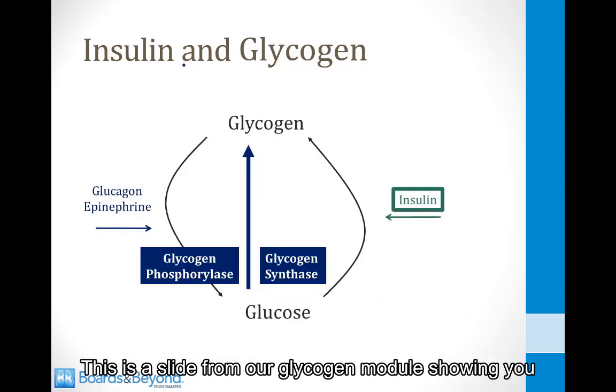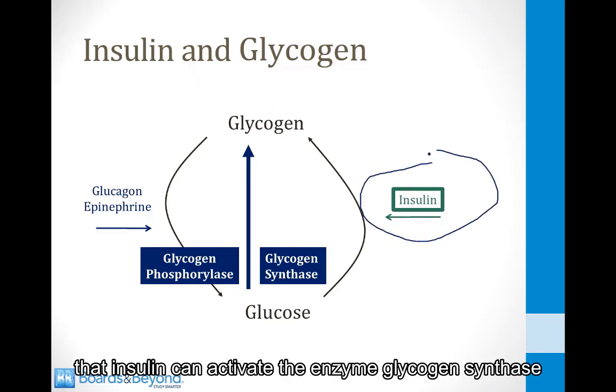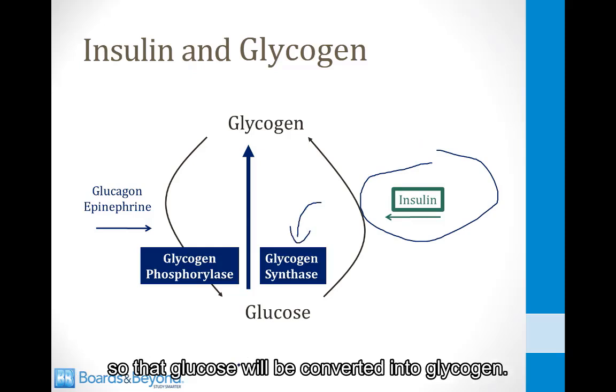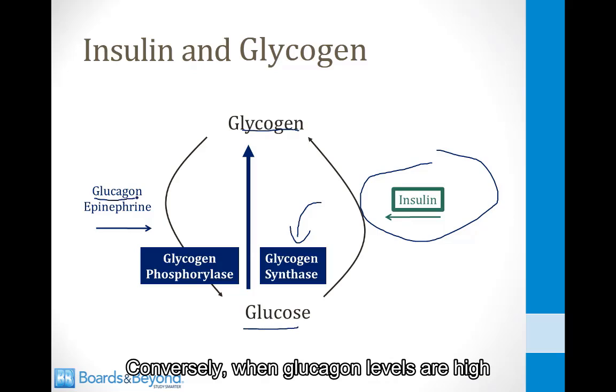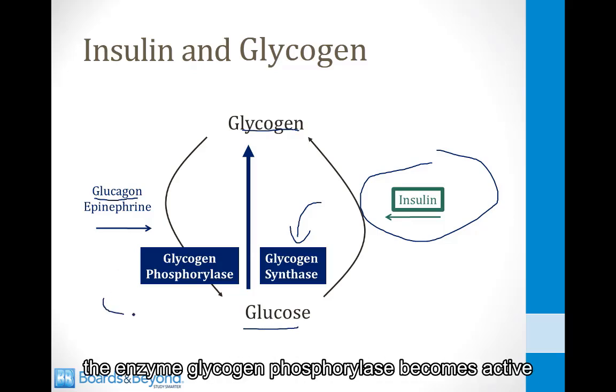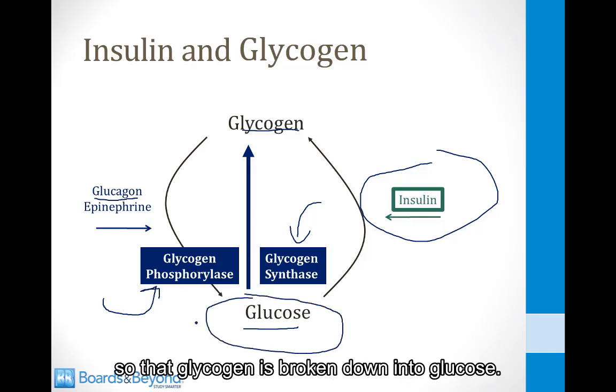This is a slide from our glycogen module showing you that insulin can activate the enzyme glycogen synthase so that glucose will be converted into glycogen. Conversely, when glucagon levels are high and insulin levels are low, the enzyme glycogen phosphorylase becomes active so the glycogen is broken down into glucose.